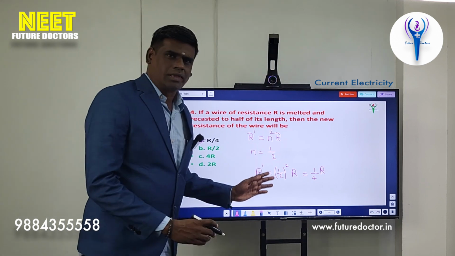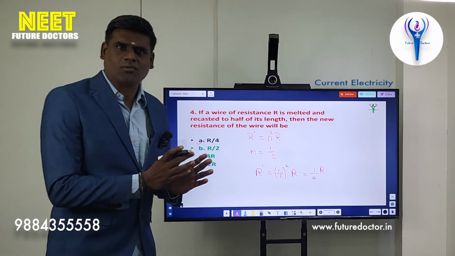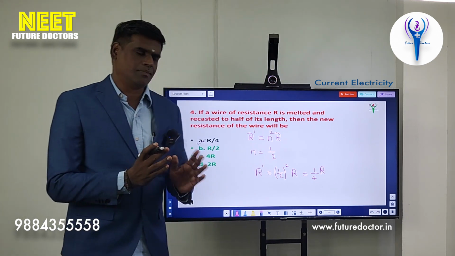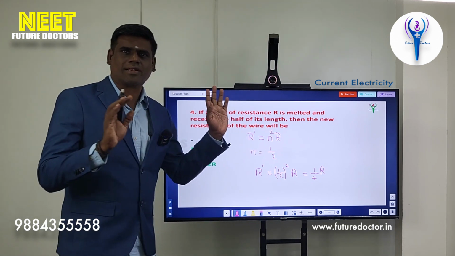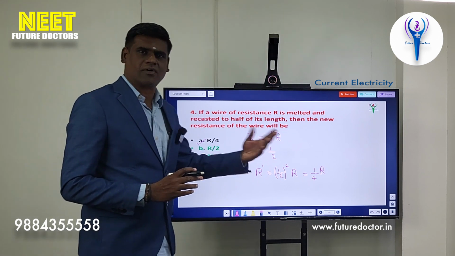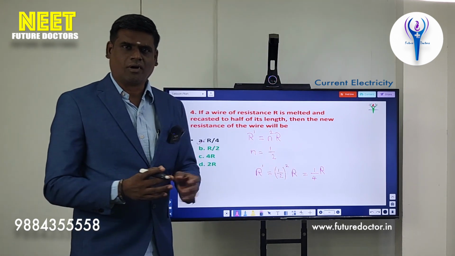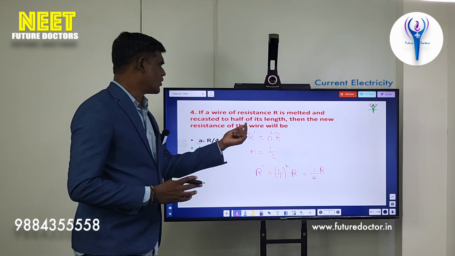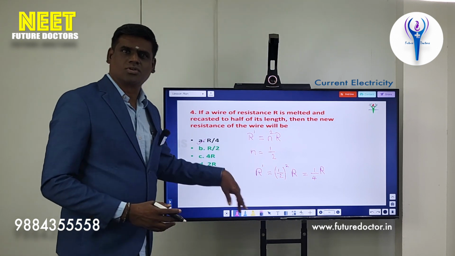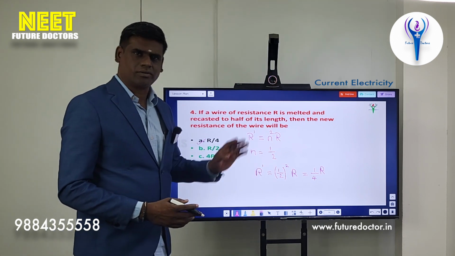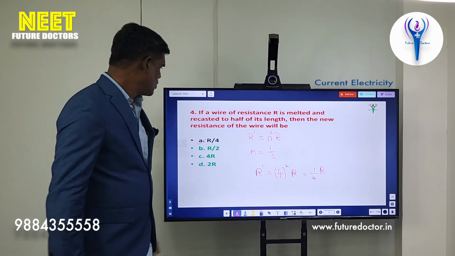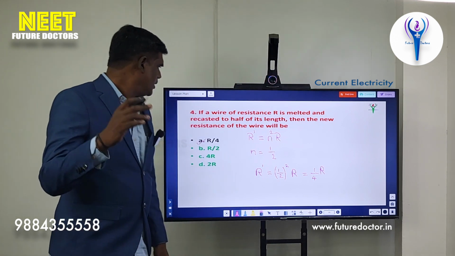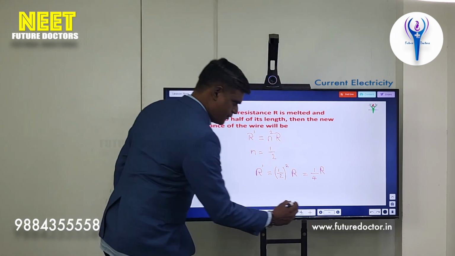So no need to work with A1, L1, A2, L2, because we already derived it, it's a known result: R dash equals n square R. n is the number of times it's stretched or compressed, which as per this is 1 by 2. So substituting this directly, you can get the answer. So option A is the correct answer. Next, we'll move to the fifth problem.